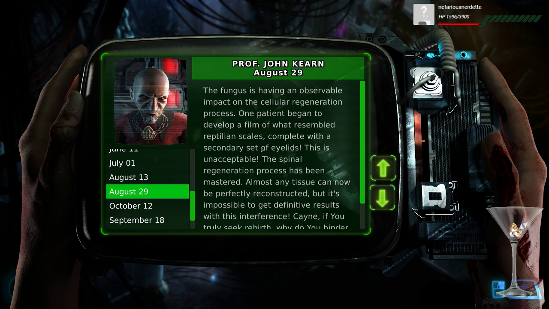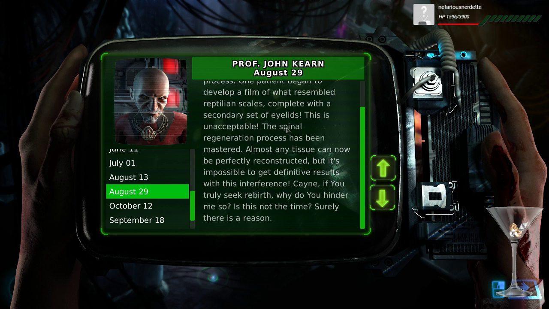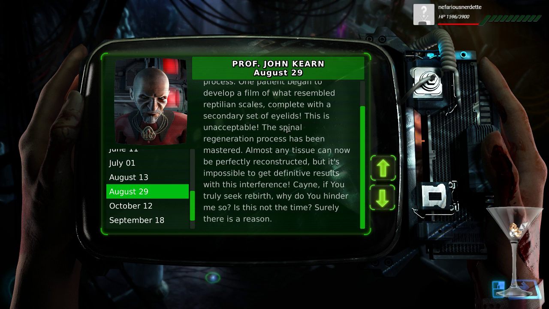August 29th. The fungus is having an observable impact on the cellular regeneration process. One patient began to develop a film of what resembled reptilian scales, complete with a secondary set of eyelids. This is unacceptable! The spinal regeneration process has been mastered. Almost any tissue can now be perfectly reconstructed, but it's impossible to get definitive results with this interference. Cayne, if you truly seek rebirth, why do you hinder me so? Is this not the time? Surely there is a reason.